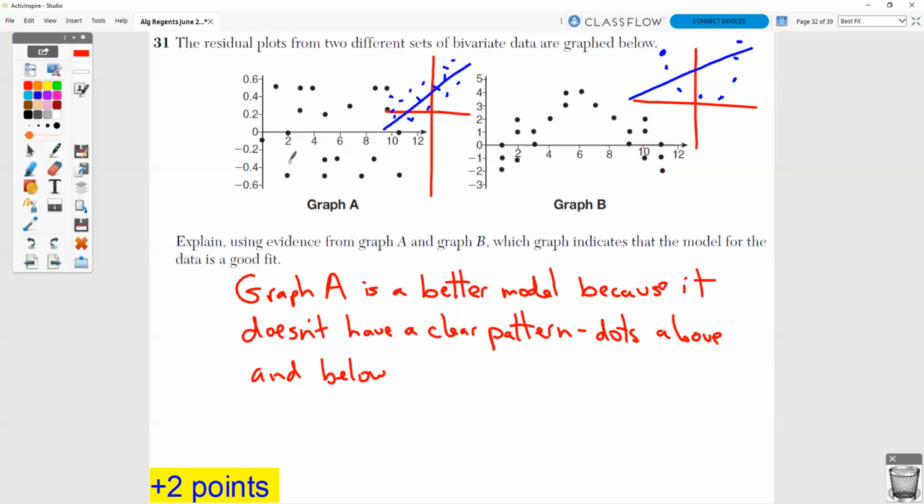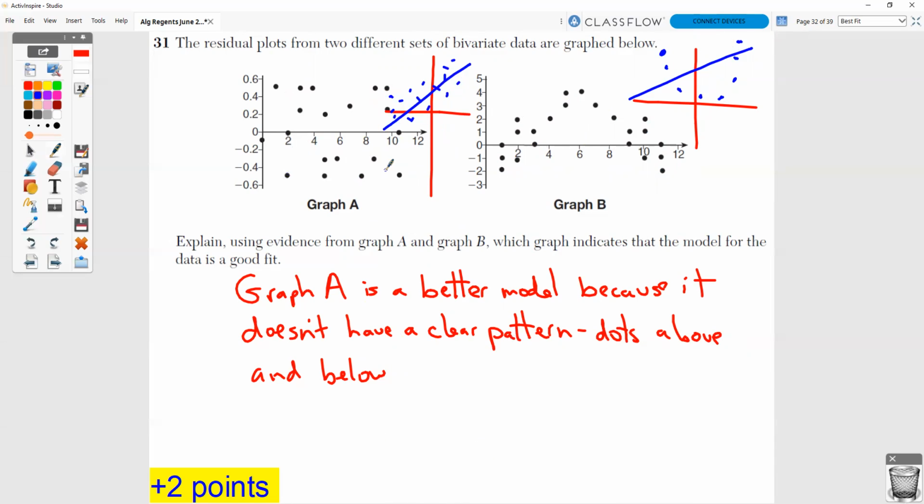So when we would go to graph it, it would look like this. You have about half the points above and about half the points below. It is a clear pattern, where this one doesn't have a clear pattern because the dots are above and below. A linear line would go like this, and it would be U-shaped. So graph A is a better model because it doesn't have a clear pattern.